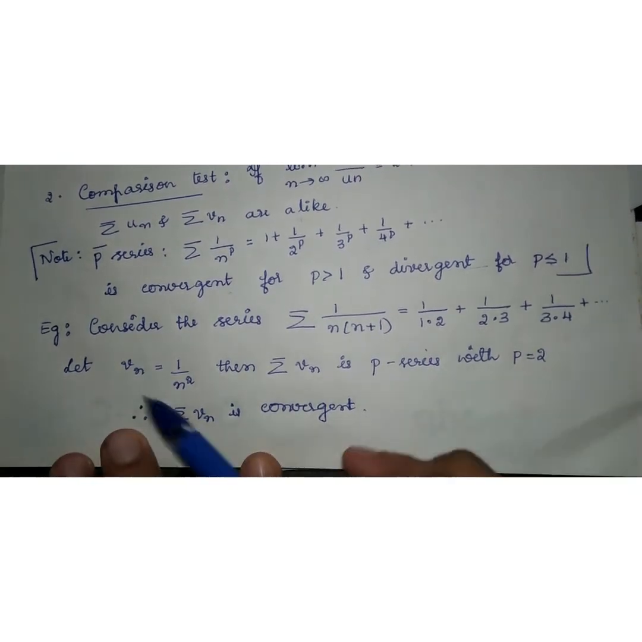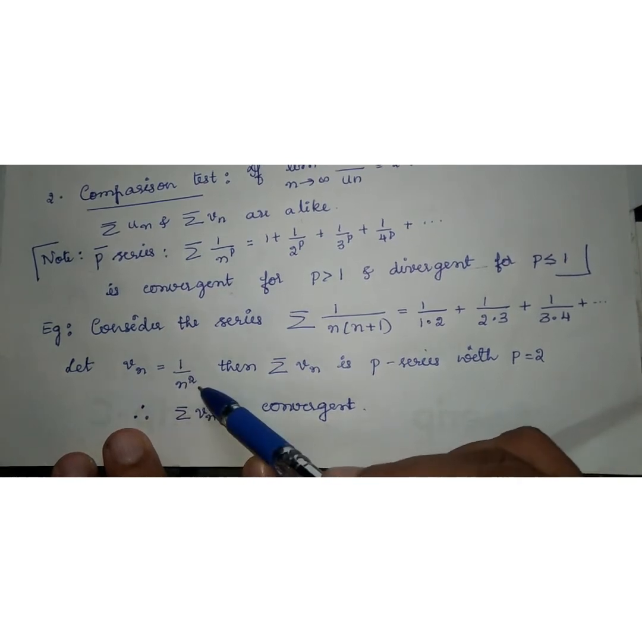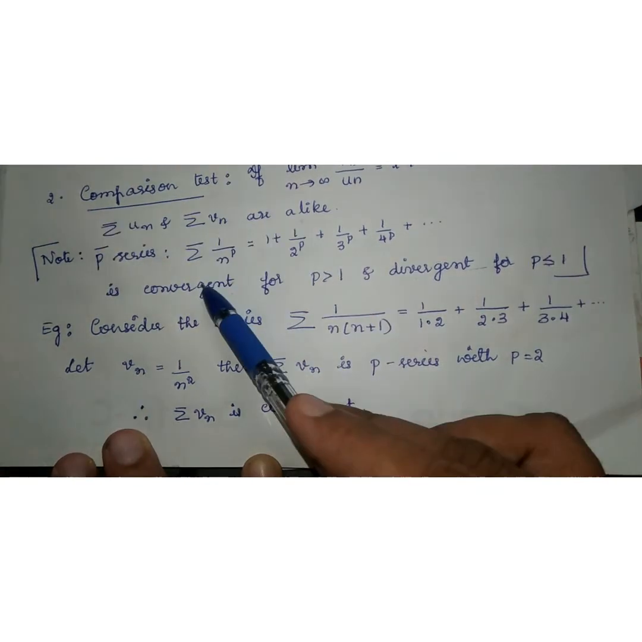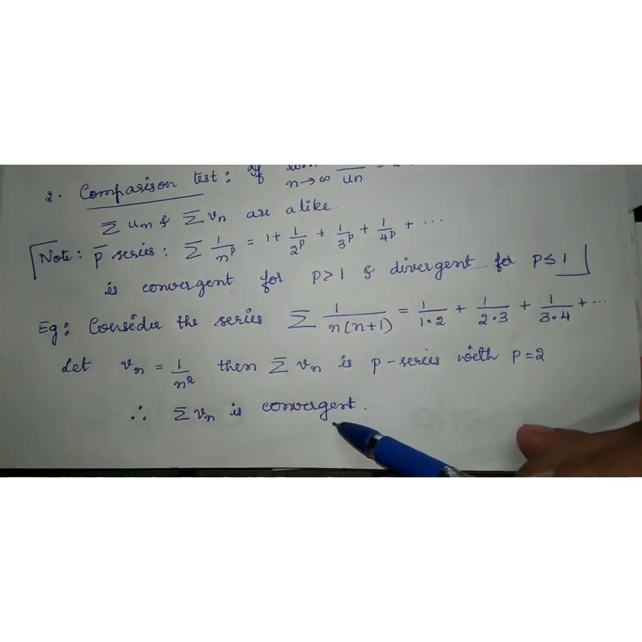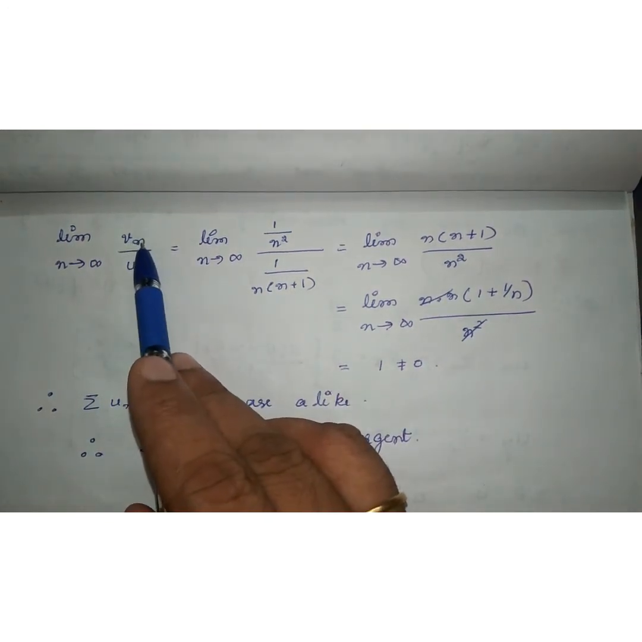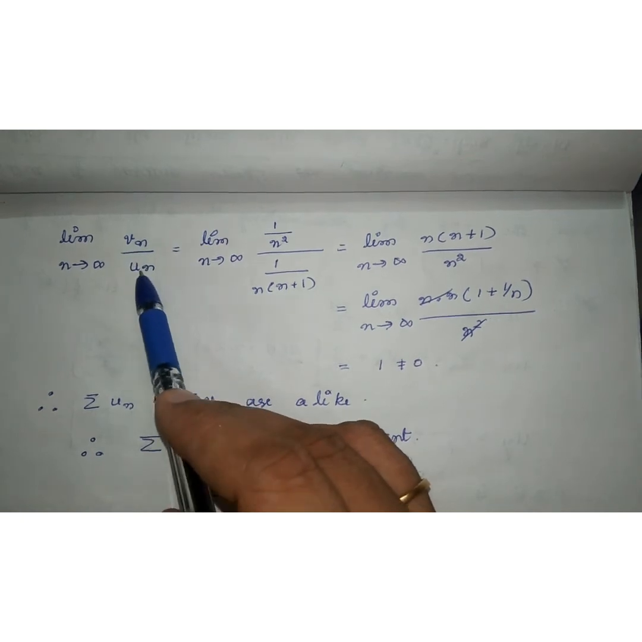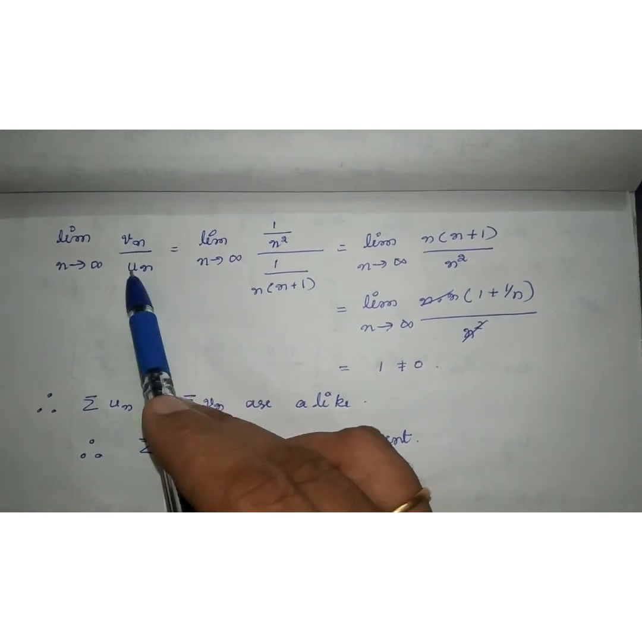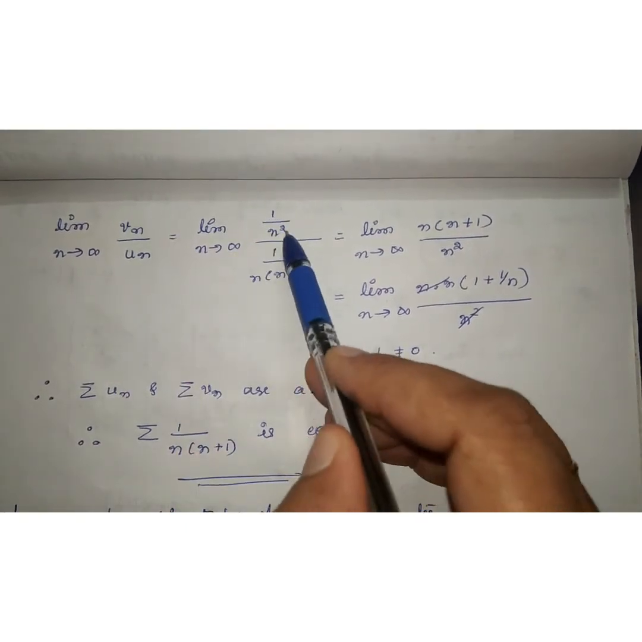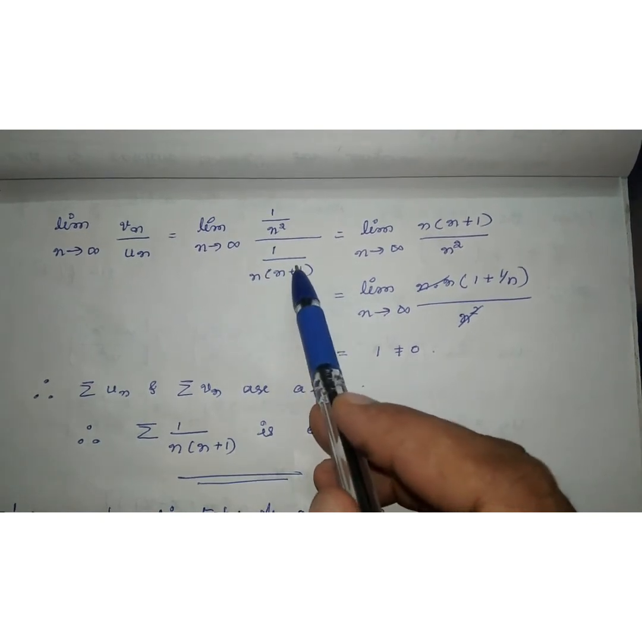So here I have taken Vn equal to 1 by n square. So it is a P series where the P value is greater than 1. So the series is convergent. So now I have taken Vn, a convergent series, and I'll be taking the limit of Vn by Un. Un is the considered series. So here limit n tends to infinity, Vn is 1 by n square and Un is 1 by n into n plus 1. That is the given series.